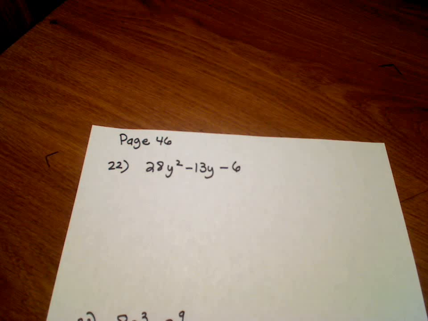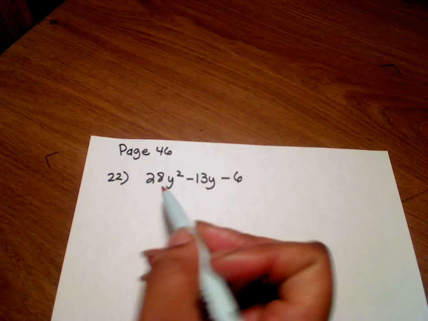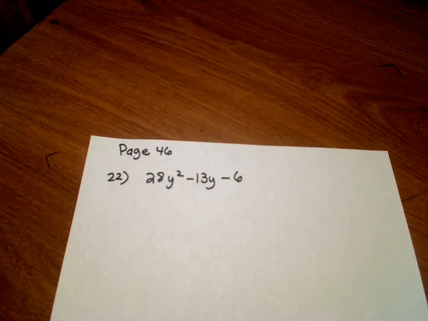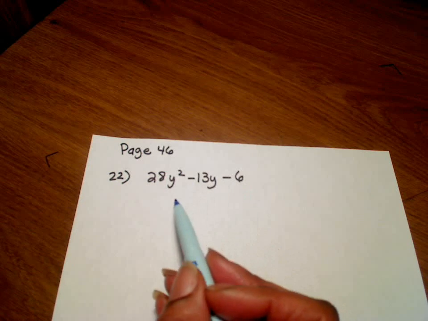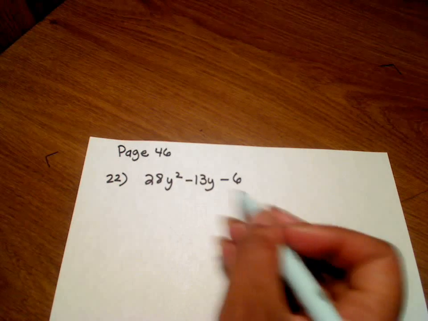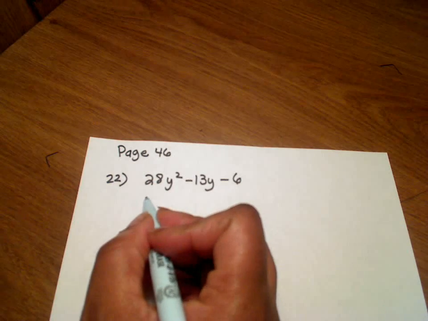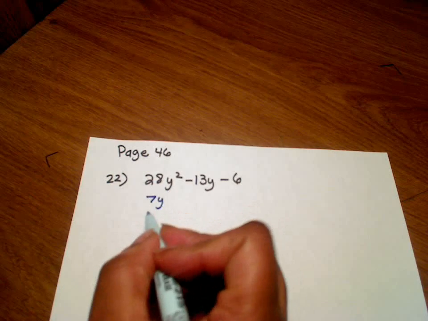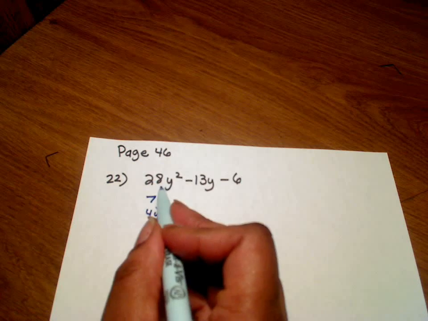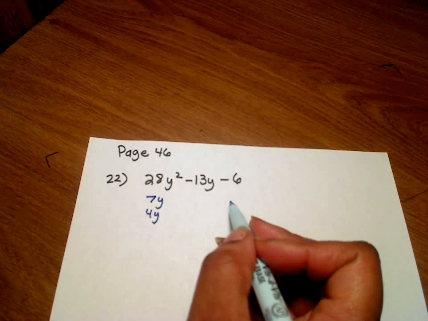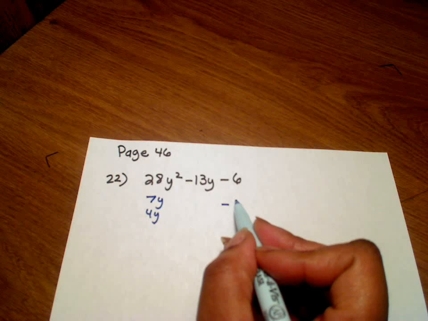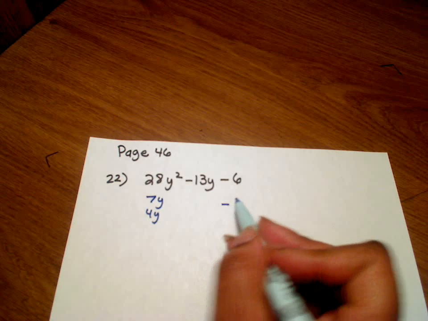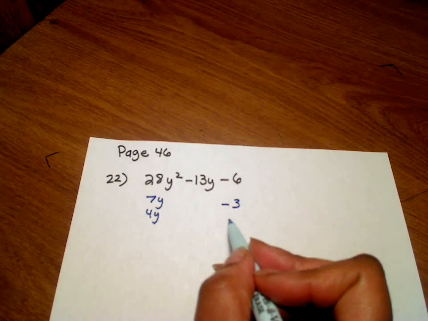Okay, let's take a look at the next one, which is problem 22. If you look at problem number 22, once again, there's nothing that I can factor out of each one. So what I'm going to do is what I was doing before. I'm going to pull this apart, and I know that 7y times 4y gives me 28y squared. I'm going to come over here and do the same thing. I know that I have a negative, let's do a negative 3 and a positive 2.